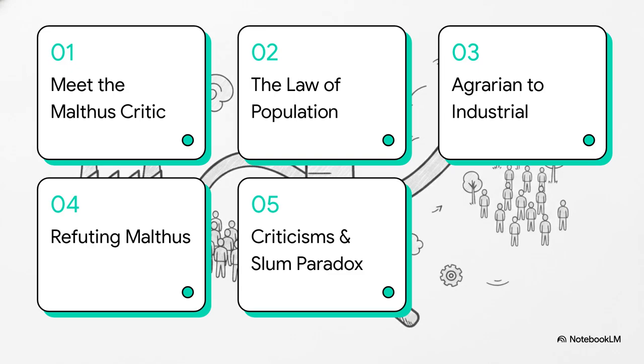He was the great 19th century challenger to Malthus. Here's our roadmap for today. We're going to meet the critic himself, break down his core law of population, trace the shift from agrarian to industrial societies, witness the intellectual showdown with Malthus, and then finally examine the criticisms and the fascinating slum paradox.